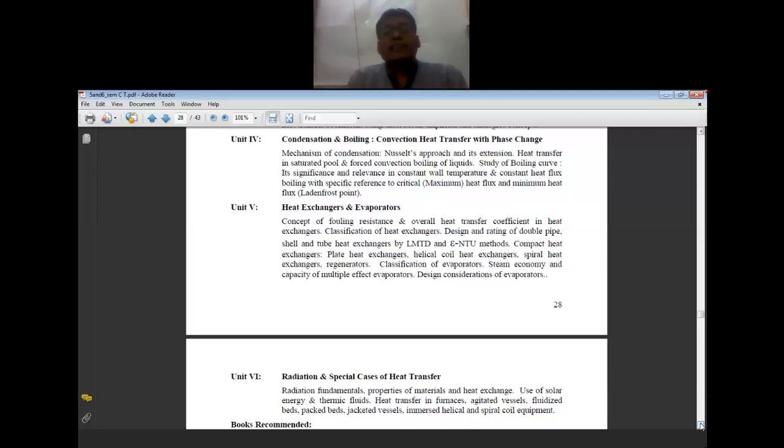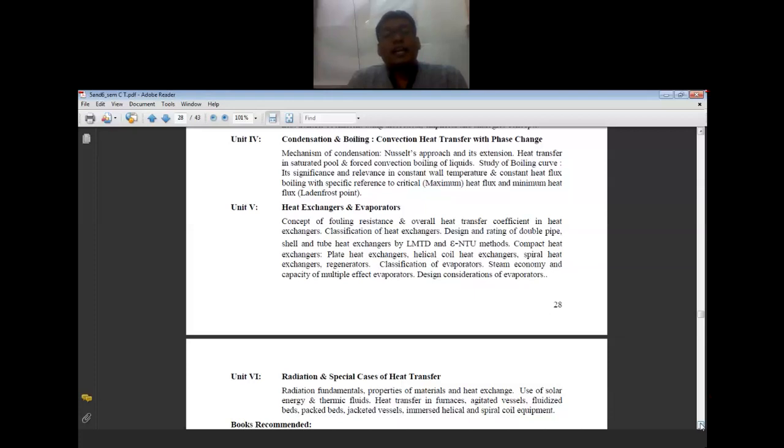Then its significance and relevance in constant wall temperature and constant heat flux boiling, with specific reference to critical heat flux and the minimum heat flux. Then Unit 5, which is of most important concern: the designing of the heat exchangers and the evaporators.